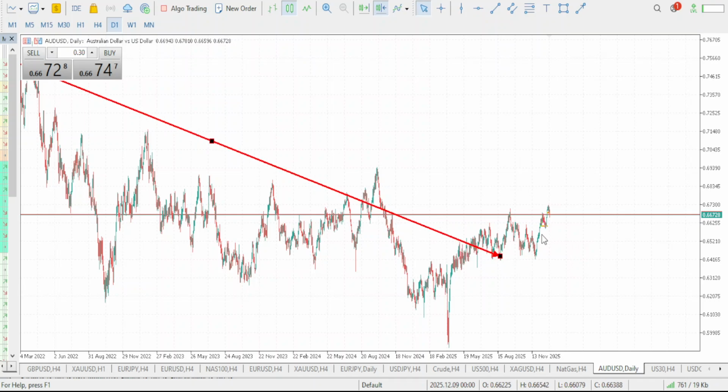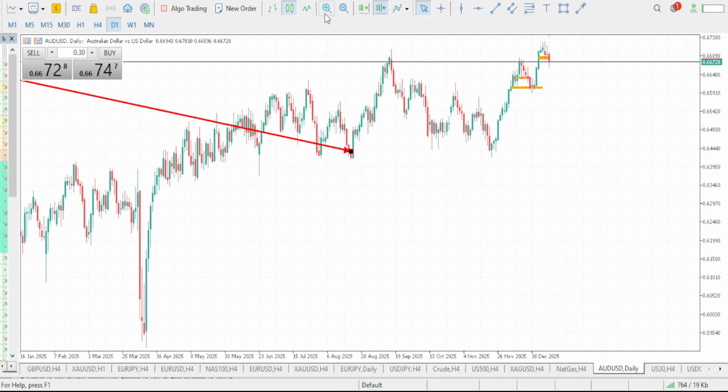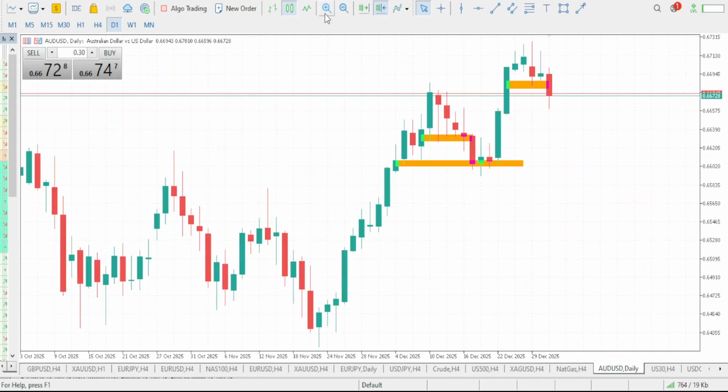But since we are day traders, we would want to see what markets will be doing between this Friday and throughout next week. That means we would make use of our current trend, and now we will zoom it in. So you can clearly see that this is the current trend on AUD/USD.